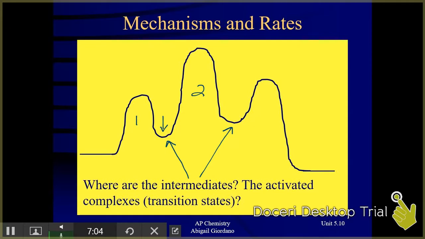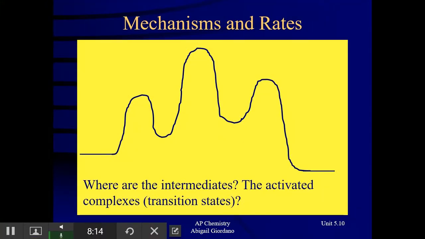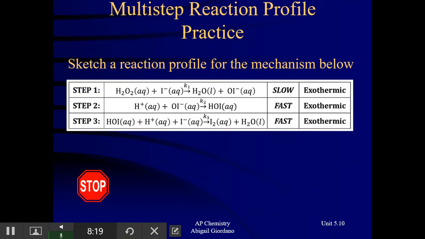And the second question is really review. The activated complexes or transition states, remember that's the term that means kind of the hybrid between reactants and products. And those are found at the peaks, where we are transitioning between reactants and products in each step. Okay, so there's lots of things to identify on these reaction profiles.